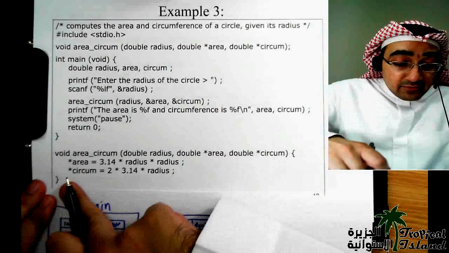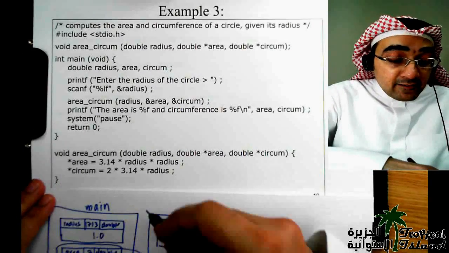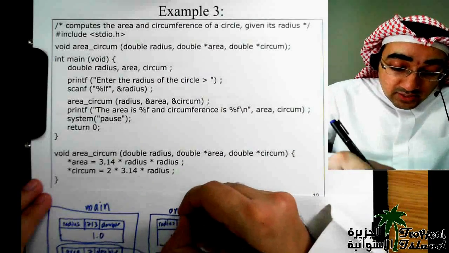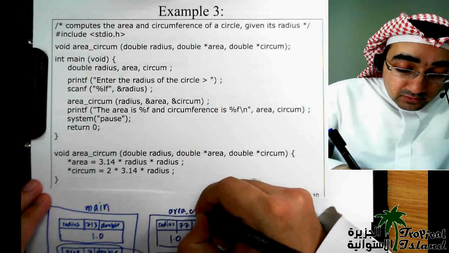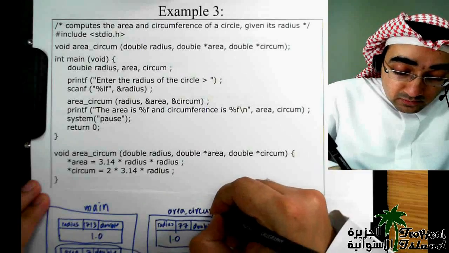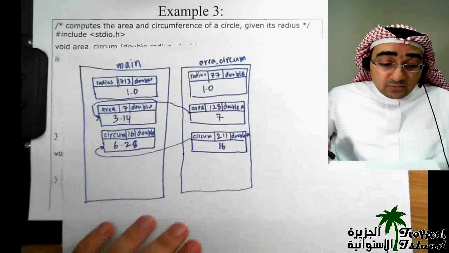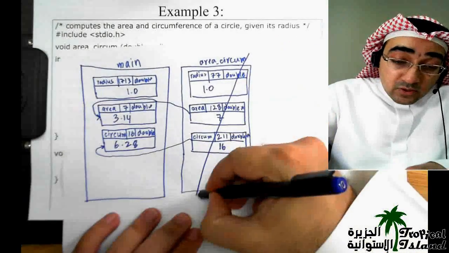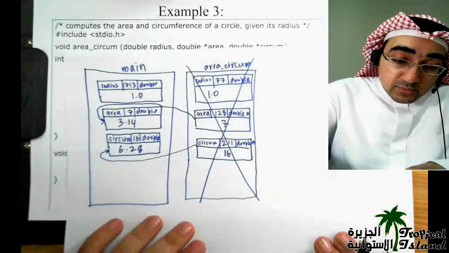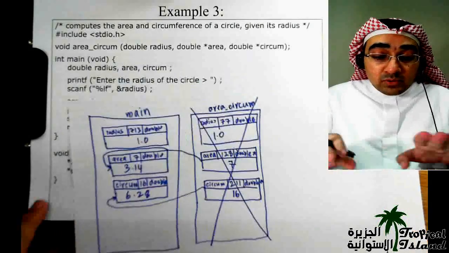Then I have reached the end of my function, so this is area circum, sorry. I have reached the end of the area circum function, so my compiler, or the operating system, is going to go and destroy this memory. Whatever was in it is lost now.